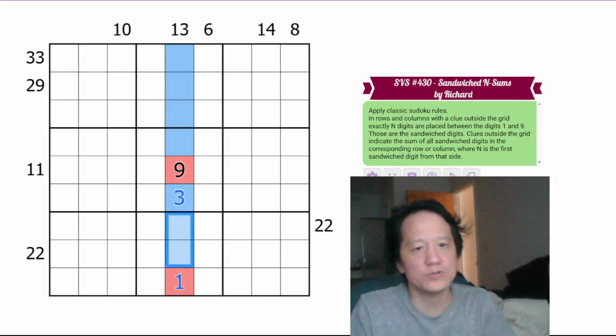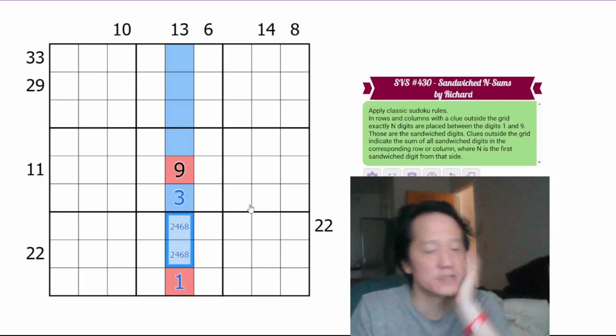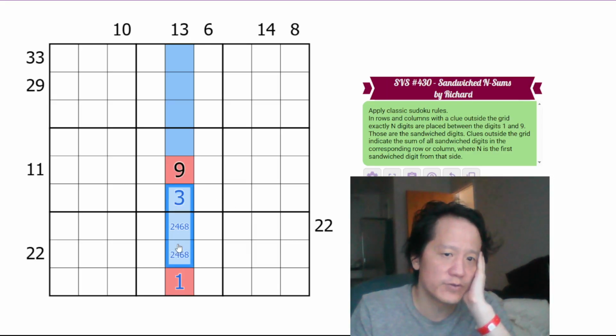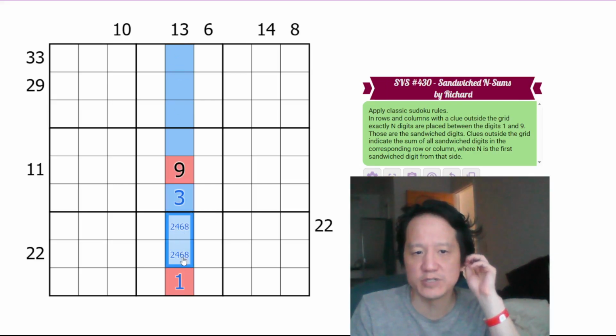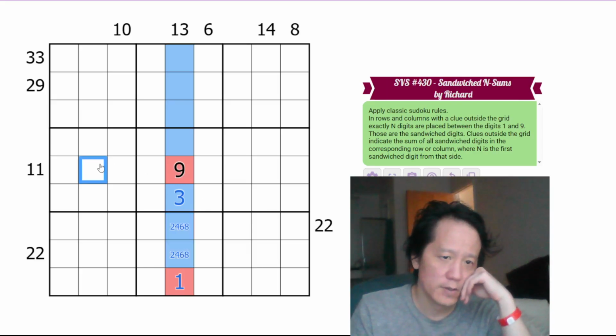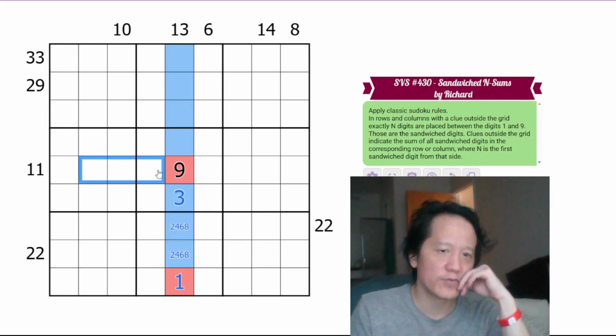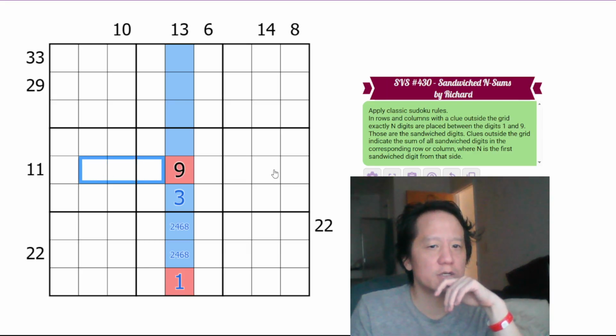This has to be 2 and 8 or 4 and 6. It just has to be to add up to 13. 3 minus 13 is 10. These two digits must add up to 10. Again, you have to have 3 digits. So it's either here or it's here. Again, these cannot be crust.